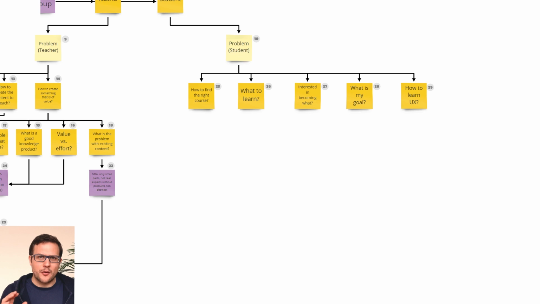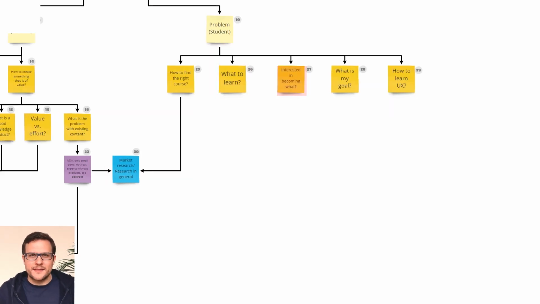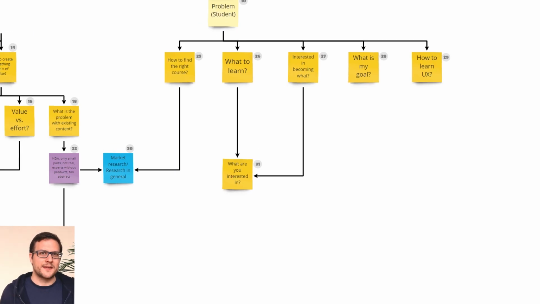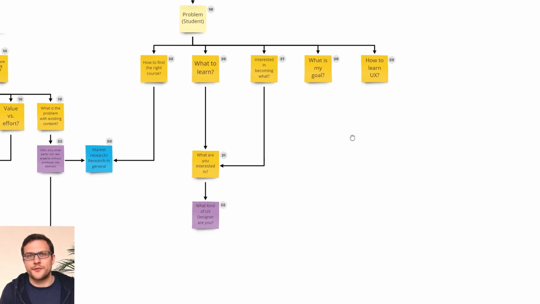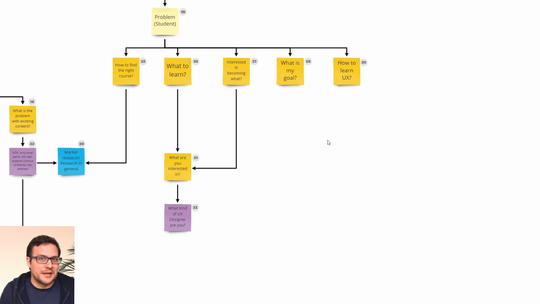Regarding the question on how to find the right course, this sounds like something a bit of market research, or research in general, might help out with. What to learn and interested in becoming what? This leads to the question, what are you interested in? This question I can't answer, but I can provide you with the following. What am I interested in and what am I good at? Because that will guide the content of this course. And you could just figure out if this is something you might be interested in.